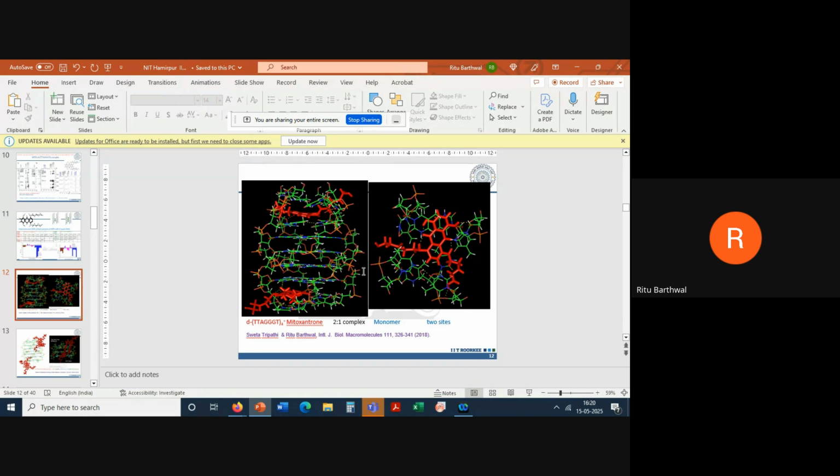Once we calculate distance, then in the computer we draw the structure of the G quadruplex and feed in those distances. Once we feed the distances in the graphics, it will draw the structure. So this is my mitoxantrone. One was binding on this side of the quadruplex and one on this side, and I got a 2:1 complex. There were two sites, and it was binding as a monomer in this particular case.